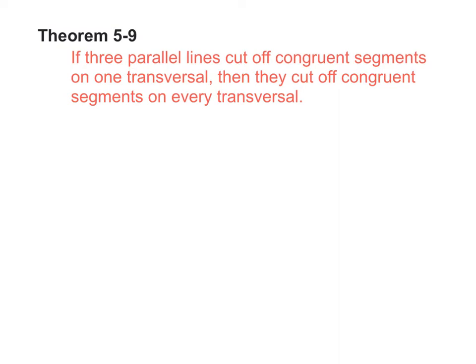The next theorem is theorem 5-9. This theorem states, if three parallel lines cut off congruent segments on one transversal, then they cut off congruent segments on every transversal. Now, to understand this theorem better, I'm going to suggest that you look in your textbook on page 179 and look at problem 1 under the classroom exercises. That will hopefully help to explain this theorem a little bit better. That's page 179, classroom exercises number 1.